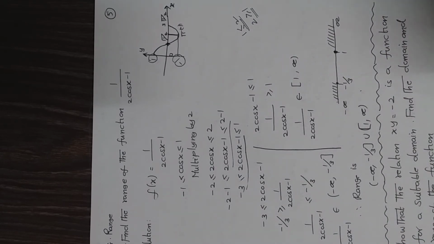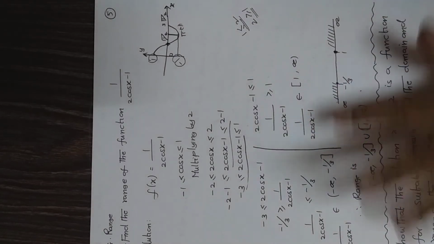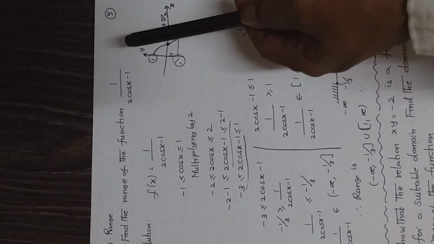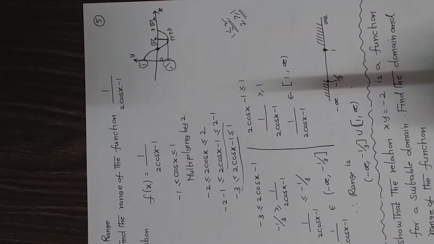A combination of both. Both means this side interval and this side interval. 1 to infinity including 1 also, and minus infinity to minus 1 by 3 including minus 1 by 3 also. Okay students, so observe this question one more time. This is a very important model. The same question they can ask for domain also. So you should not get confused. Range is different, domain is different.